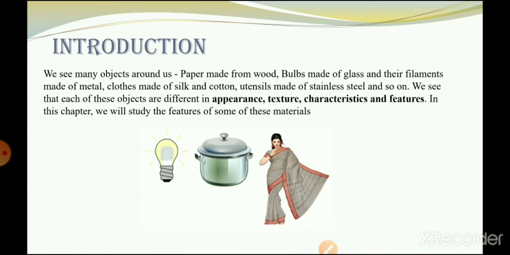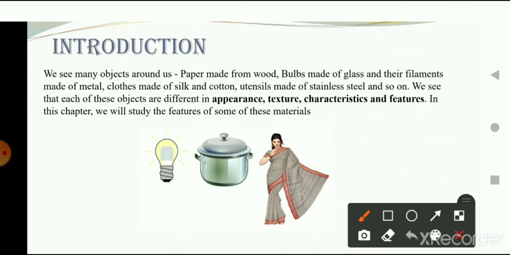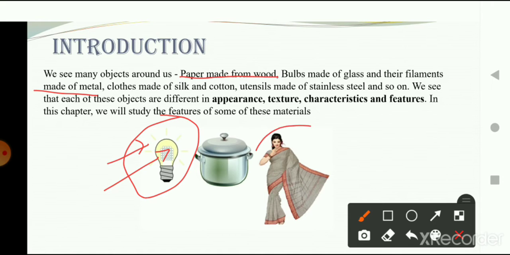As you all know, we see different types of objects around us, like paper, which is made up of wood, like a bulb, which is made up of glass, and the filament, the filling used inside the bulb which helps the bulb to glow, is made up of a metal. The different types of clothes that we wear are made up of silk, some are made of cotton.